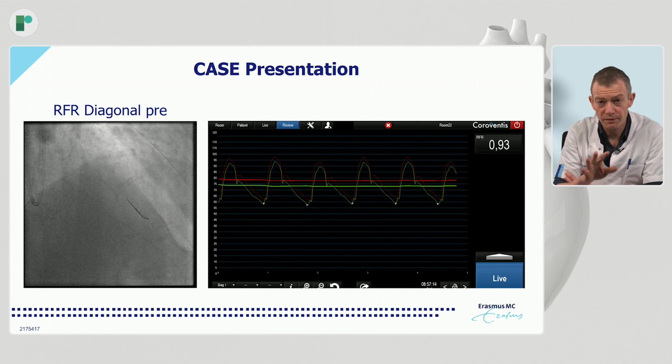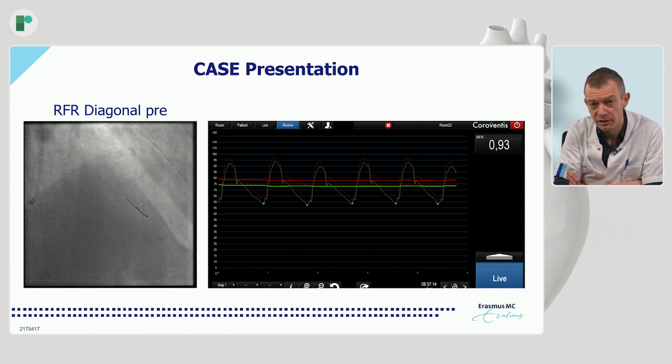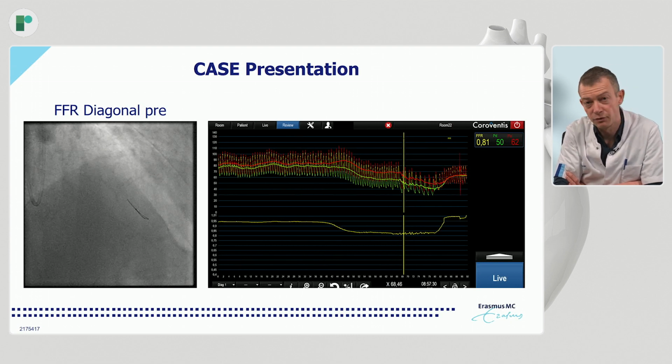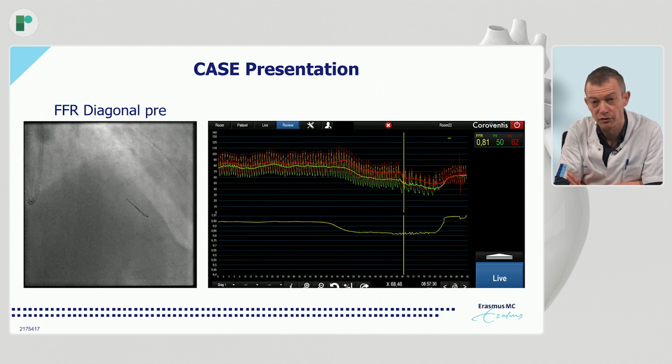Here again, RFR in the diagonal branch 0.93, so far from being hemodynamically significant. But again, after administering adenosine, we got this hyperemic gradient translating, in this case, into a borderline negative FFR with a value of 0.81. Obviously, this is in a pre-PCI setting. This may change after stenting or treating the main branch. So that is something you obviously need to consider.